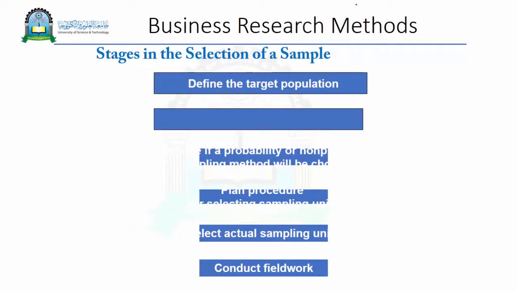To draw a sample, we have different stages we need to go through. The first one is to define the target population. This is the first thing we have to do. What is the population first, and then we will think about the sample. The characteristics of the population are very important to be explained by the researcher at the beginning of the data collection process. Then determine the sample size after you define the target population.